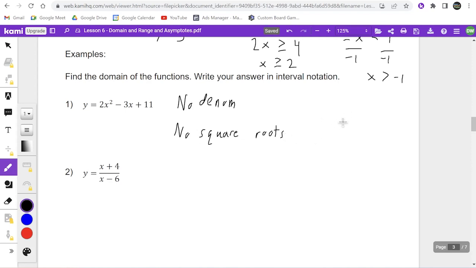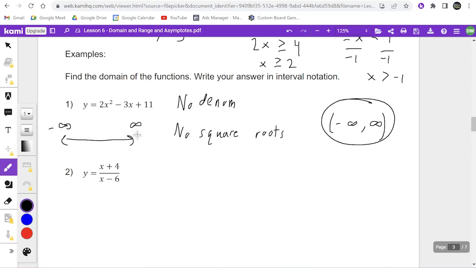Every x value works. But it says to write the answer in interval notation. So instead of saying all real numbers, I'm going to write negative infinity to positive infinity. If you want to know what that looks like on a number line, it looks like this. There's negative infinity, there's positive infinity, and my red region, the region that works, is literally the entire number line. That's what it looks like. Any questions on that first one?